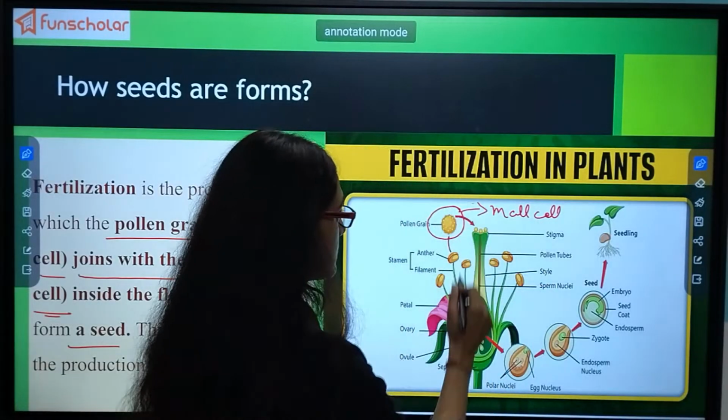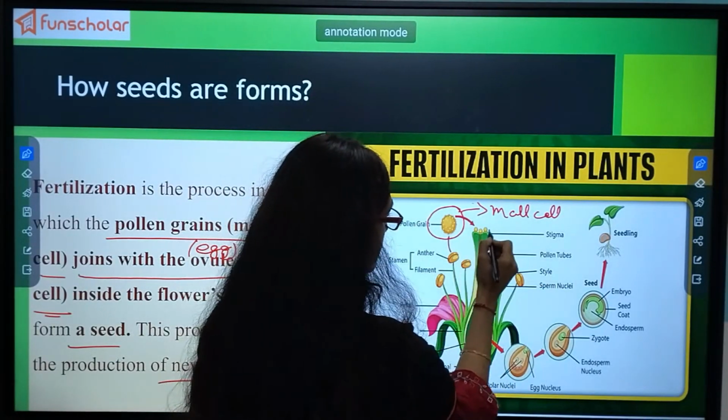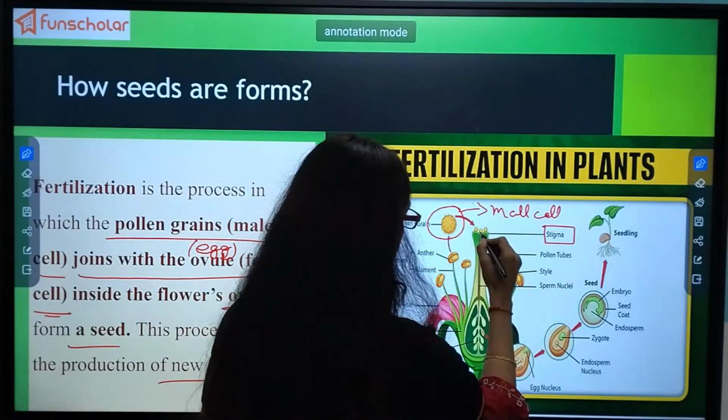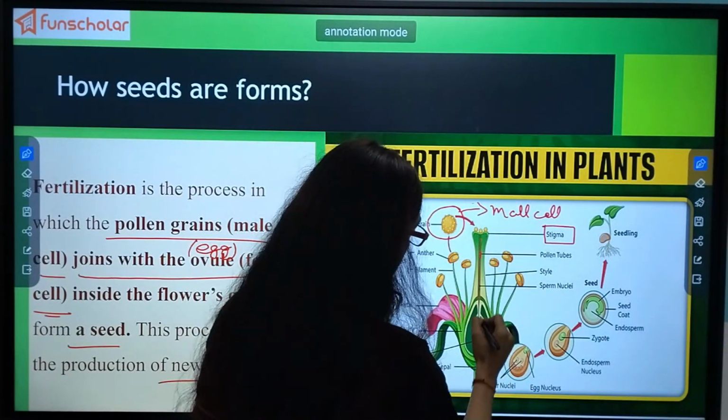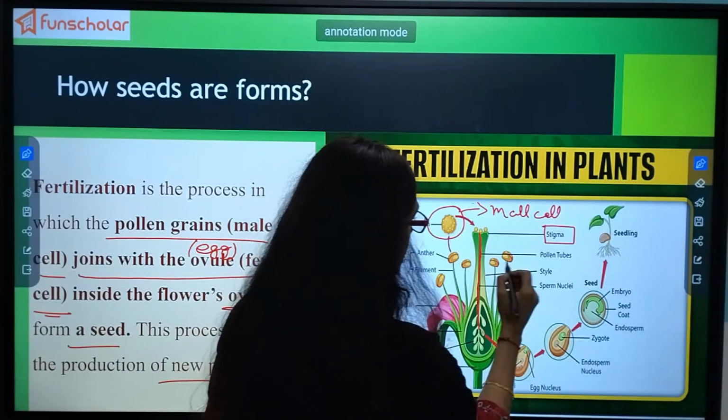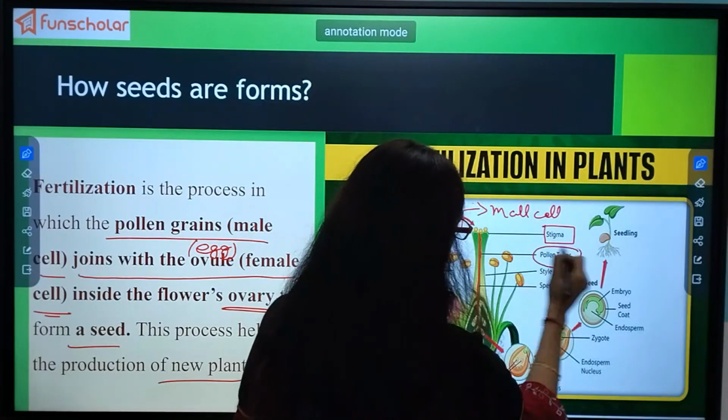So look at this picture. The male cell gets stuck to which part? Obviously, ma'am, stigma. After that, a tube-like structure is formed. You can see over here. This is known as pollen tube.